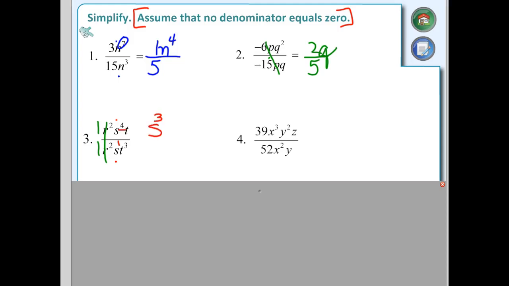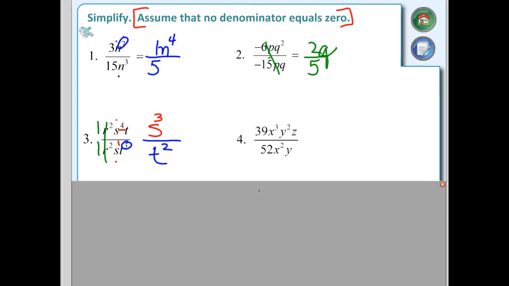And then if I look at the t's, we've got t divided by t cubed. And so we're going to subtract. 3 minus 1 is 2. Where's the t going to go? Yeah, that's right. The t has to go down in the denominator because my bigger exponent was in the denominator.